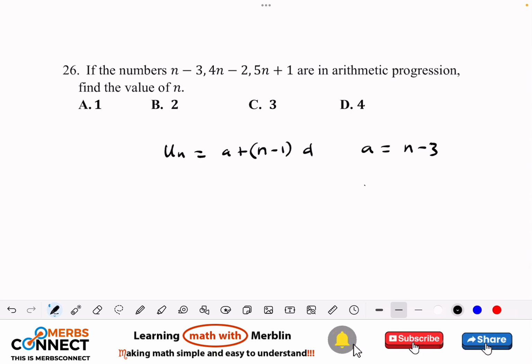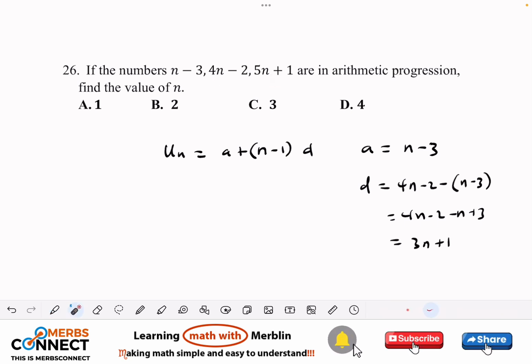Then what will be the common difference? The common difference is any of the terms, like either this minus this or this minus this, and it should give us the same thing. So 4n minus 2 minus n minus 3. So 4n minus 2 minus n plus 3, and this is going to give us 3n plus 1. You can also do this minus this, and you are going to get something that should be the same as what we are looking for, right?